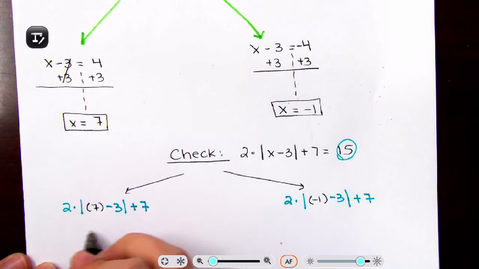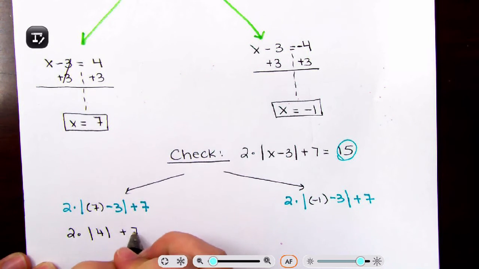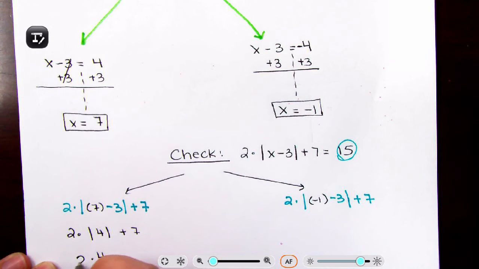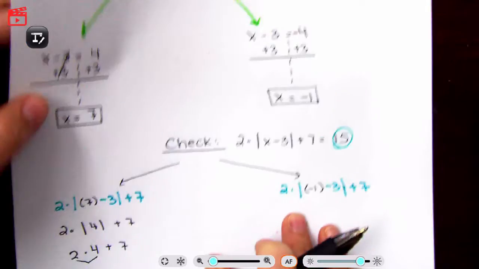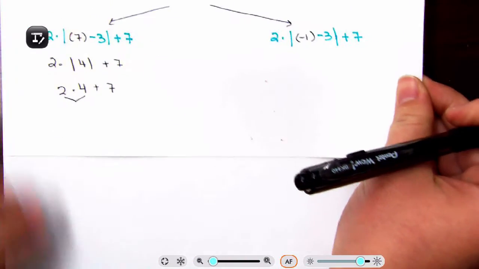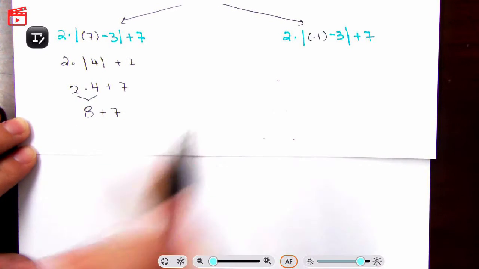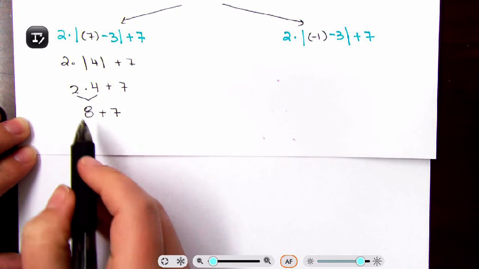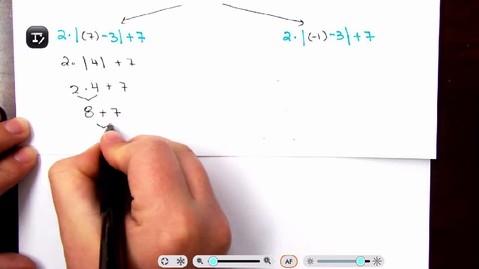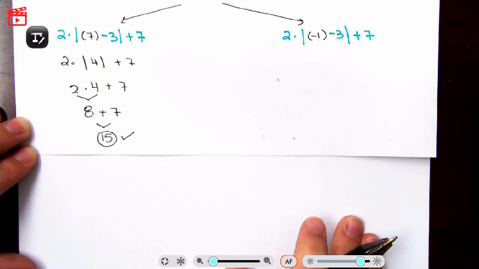So 7 minus 3, that is 5, 6, 7, it is 4. The absolute value of 4 is 4. 4 times 2, let's shift this up a little slightly. 4 times 2 is 8. 8 plus 7, so I know 7 plus 7 is 14, but we have one more, so this does in fact equal 15. So we are happy, 7 is one of our solutions.